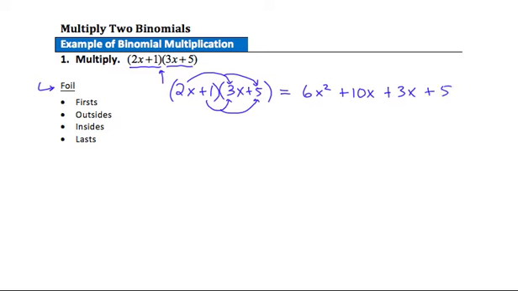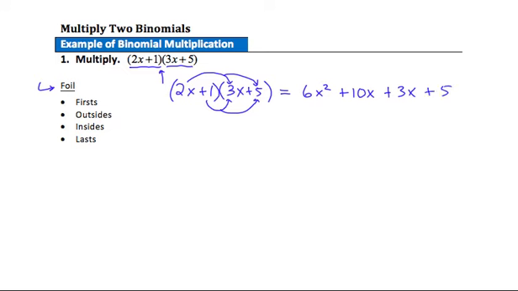Okay, so I've multiplied this out. Now I just want to see if there's anything else I can simplify here. And I do. I have some like terms in the middle here, and you'll notice this positive 10x and this positive 3x. Those are like terms, so I could combine those together. So this would be 6x squared plus 13x plus 5. And that's the best I can do. Notice the x squared and the x term can't be added together, and neither of those x terms can get added with that constant term of 5.